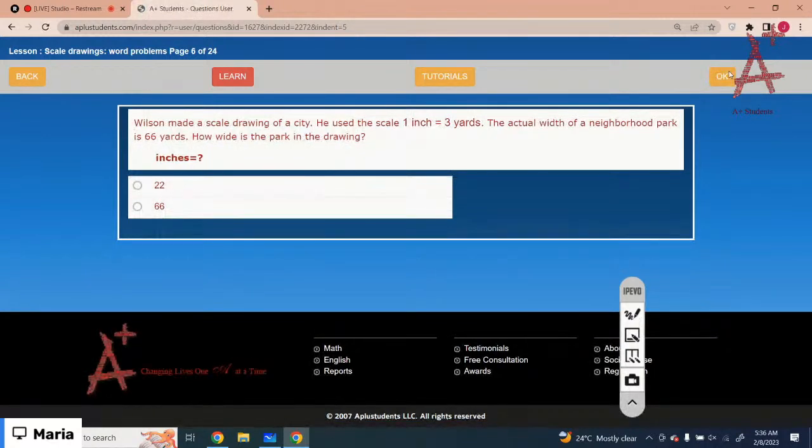Okay, the next one is Wilson made a scale drawing of a city. He used the scale 1 inch equals 3 yards. The actual width of the neighborhood park is 66 yards. How wide is the park in the drawing? So you have to divide 66 by 3. Got it? 66 divided by 3 is 22 inches. Got it? That means in the drawing it is 22 inches.